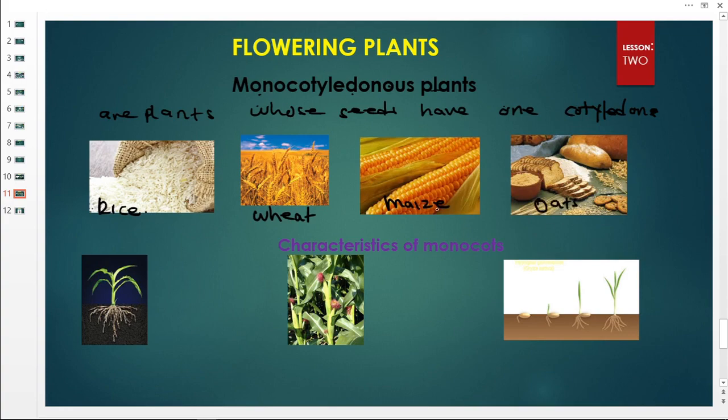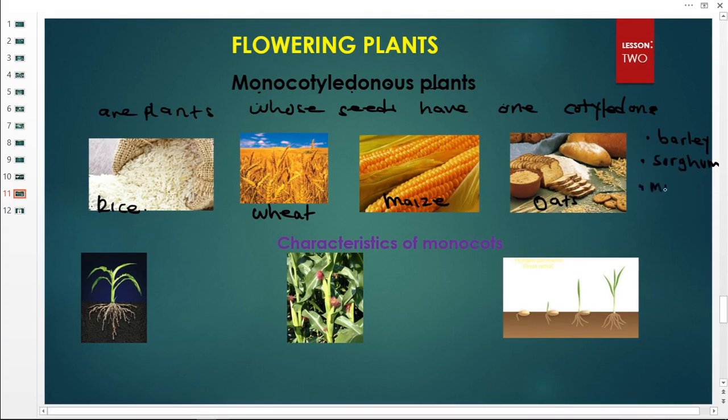Then apart from the oats, the maize, the wheat, the rice, we also have other examples, let me write here, as the barley, which we use to make beer. Then again we have sorghum. Then also we have what we call millet. So millet, sorghum, barley, plus the oats, the maize, wheat and rice are examples of monocot plants, the plants whose seeds are having one cotyledon.